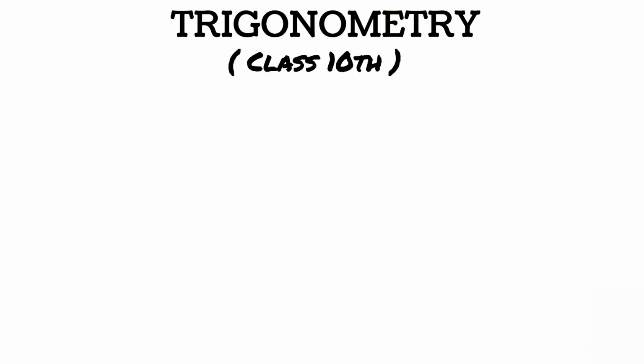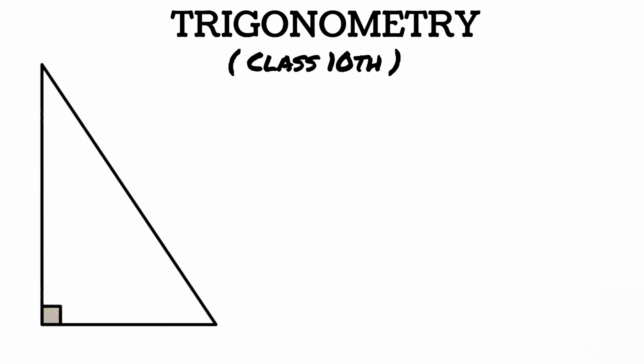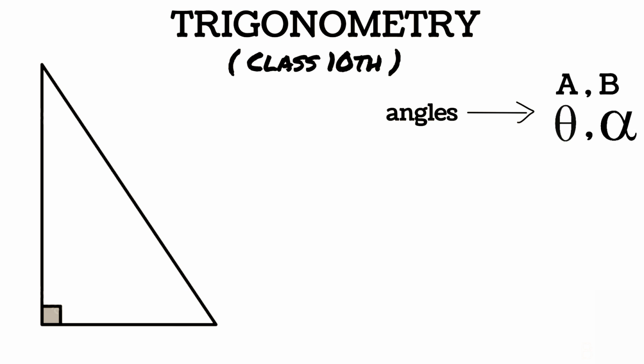Trigonometry is a branch of mathematics that deals with the relationship between angles and sides of triangles. We will be covering trigonometry of class 10th in this video. As you are in class 10th, all this applies on a right-angled triangle. Here angles are named by letters like angle A, angle B, etc. These angles are also named as theta, alpha, and more.